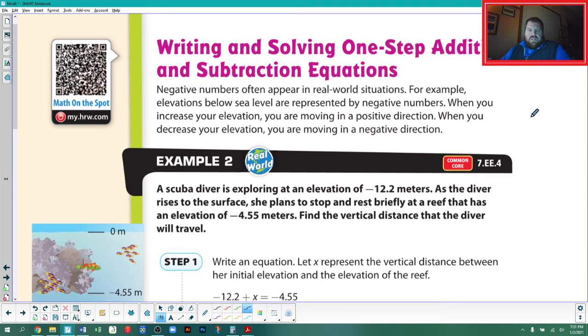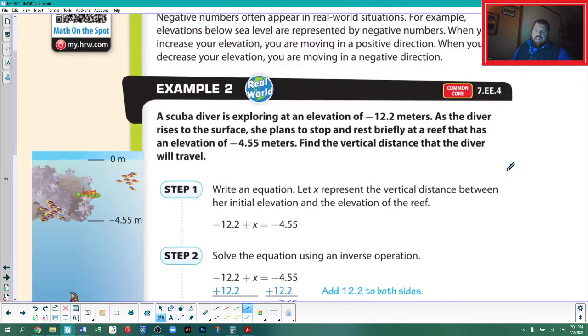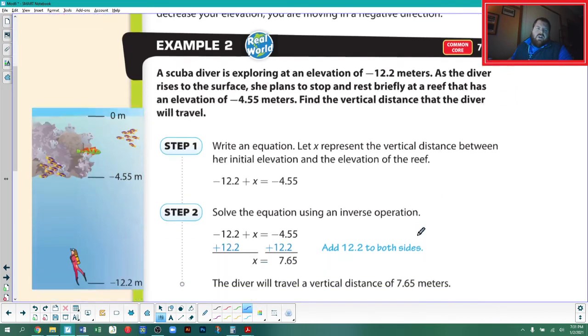Okay, so this example says that a scuba diver is exploring an elevation of negative 12.2 meters. As the diver rises to the surface, she plans to stop and rest briefly at a reef that has an elevation of negative 4.55 meters. You want to find the vertical distance that the diver will travel. Okay. There's multiple ways to do this, but I guess writing an equation and solving it is one way to do it. If we want to figure out how far, and I'm going to use this picture to kind of figure that out.